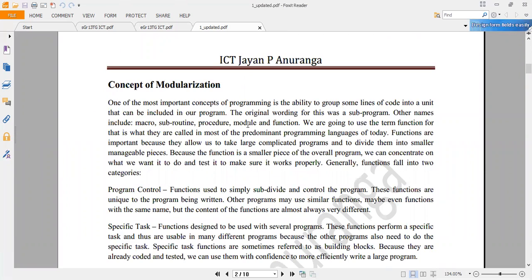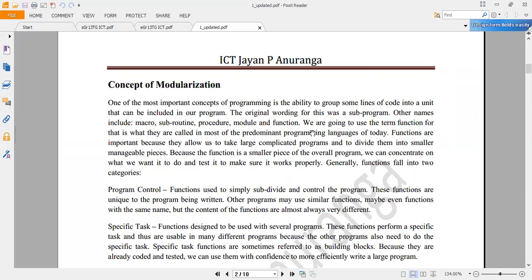Concept of modularization. One of the most important concepts of programming is the ability to group some lines of code into a unit that can be included in our program. The original wording for this was a subprogram. Other names include macro, subroutine, procedure, module, and function. In later lessons, we are going to identify how to write a function, call a function, and pass parameters. Then in Python programs, we use functions, that is, subprograms. It is very helpful to continue solving problems.